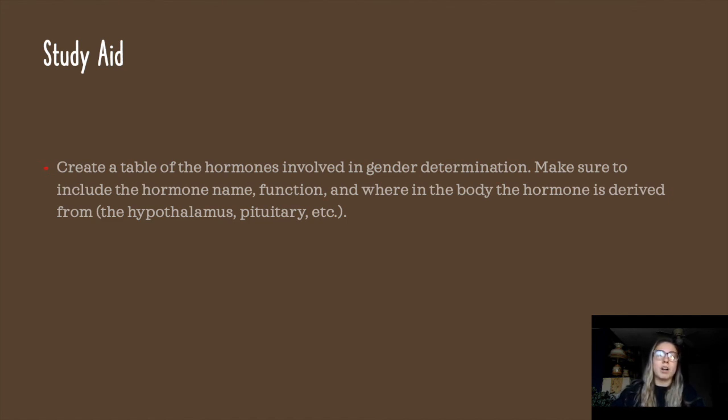There are a lot of hormones involved in this process and the reproductive system as a whole, and that can be very confusing. So the study aid I came up with was to create a table of all of the hormones that I have listed and more that are involved in gender determination. The requirements I have for this table are to include the hormone's name, what the hormone does, meaning what organ the hormone acts on and what the hormone changes in the body, and where in the body the hormone is derived from, where it's produced, like the hypothalamus, the pituitary gland, the gonads, wherever the hormone comes from.